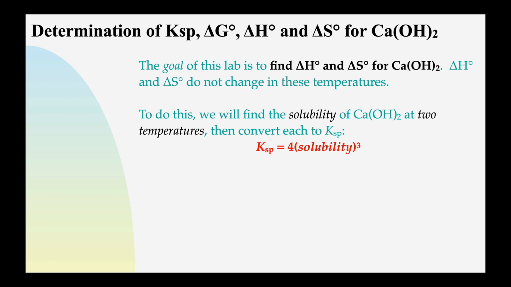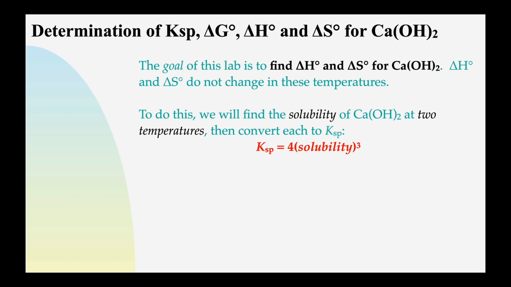Now, in order to do that, we're going to use the solubility of calcium hydroxide. And solubility is how many moles per liter of calcium hydroxide dissolve in water at that particular temperature. And we're going to find the solubility at two temperatures. Now, calcium hydroxide is a 1 cation to 2 anion system. Like it breaks down to calcium 2 plus and 2 hydroxides.